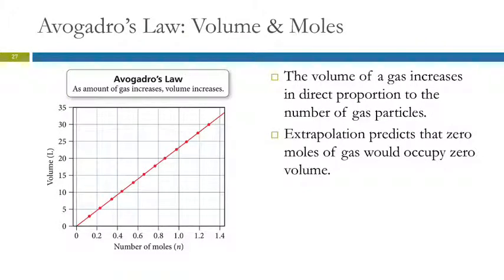So here's some data demonstrating Avogadro's law, the volume of a gas and the moles, the amount of gas. So this makes sense. If you put twice as much gas into a container and you keep the pressure the same, you would expect it to get bigger, right? You blow into a balloon, you put more air in, the balloon gets bigger. That's the relationship here. If we take this and extrapolate to 0, this would predict that 0 moles of gas would occupy 0 volume. Well, of course.